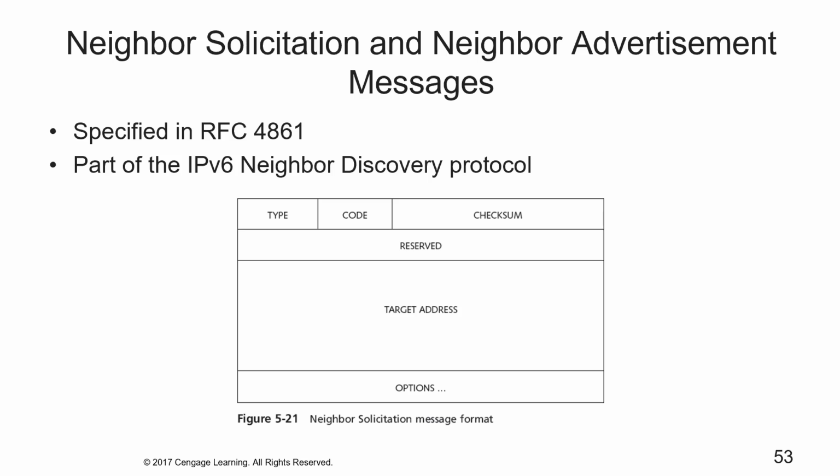So neighbor solicitation, neighbor advertisement messages are specified in RFC 4861 and are part of the IPv6 neighbor discovery protocol. The IPv6 network nodes send neighbor solicitations in order to request the link layer address of a target node and, at the same time, send the target node their own link layer address.